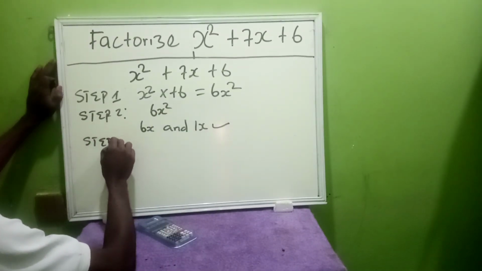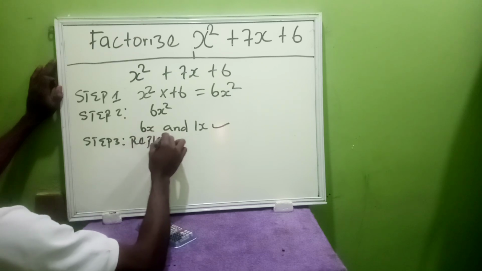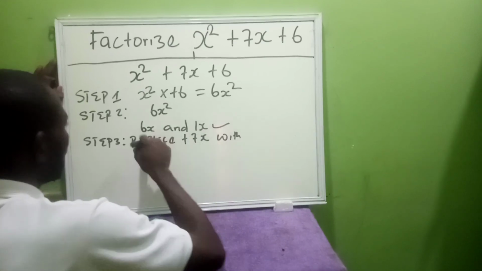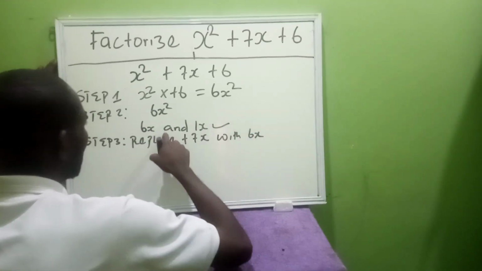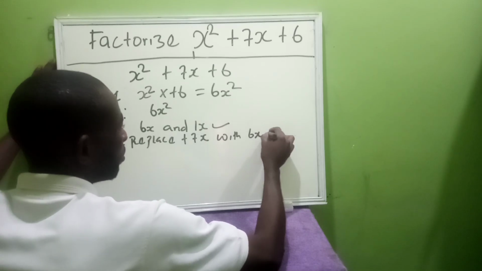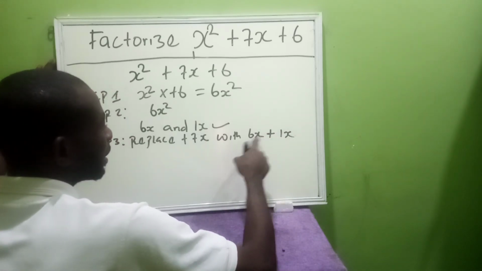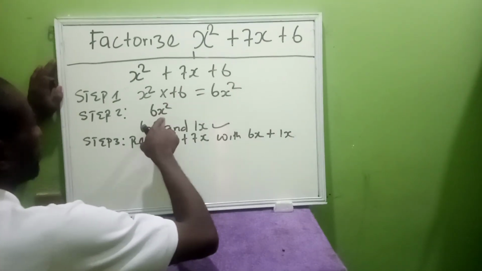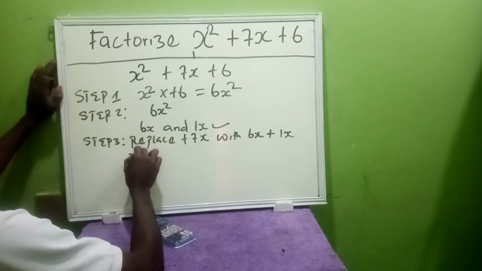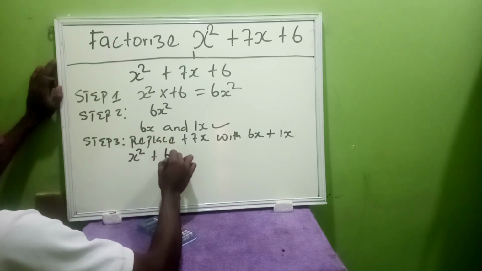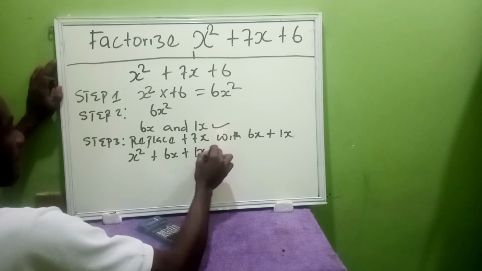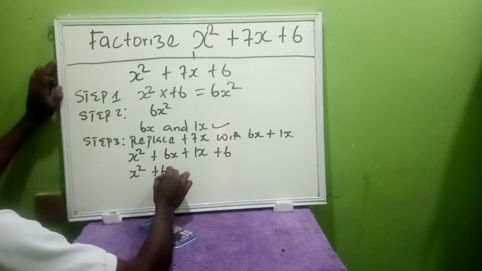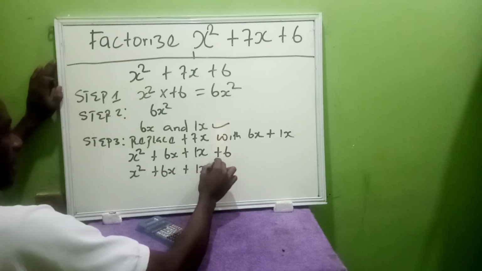Then step 3. We say, replace this plus 7x with these two numbers, 6x and plus 1x. Why? Because when we add 6x plus 1x it is going to give us 7x, and when we multiply 6x times 1x it is going to give us 6x squared. Then we are going to have x squared plus 6x plus 1x plus 6.